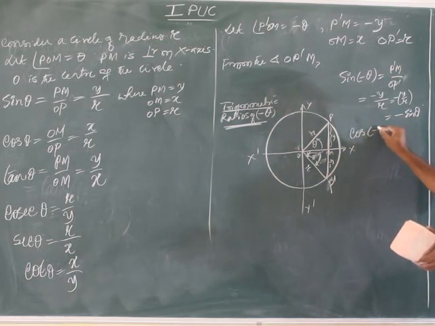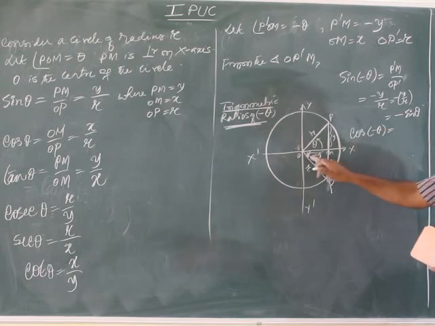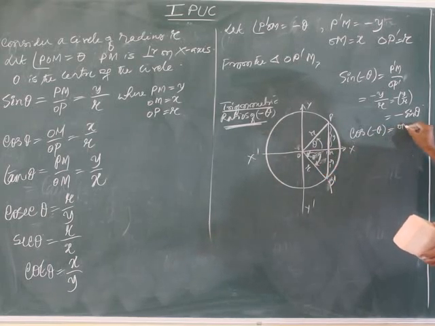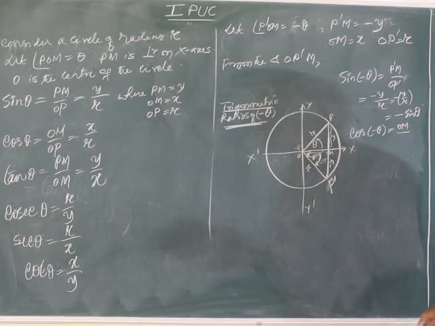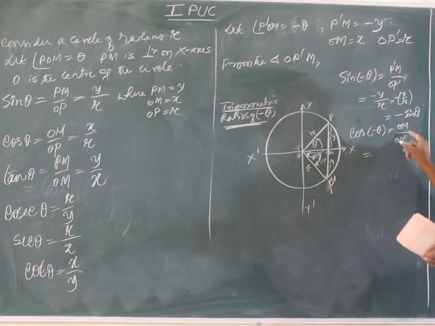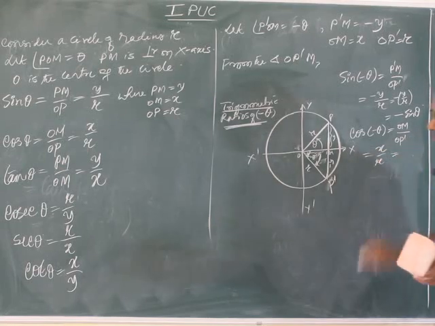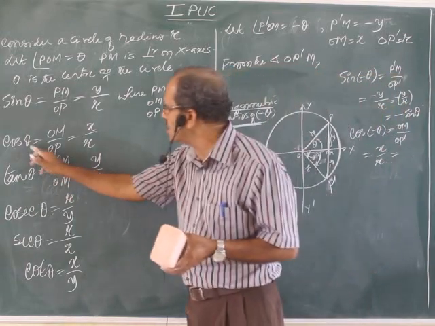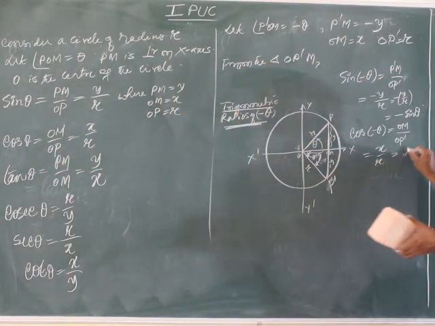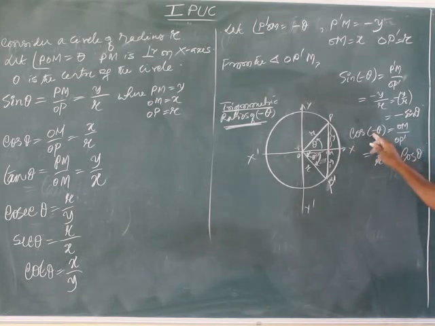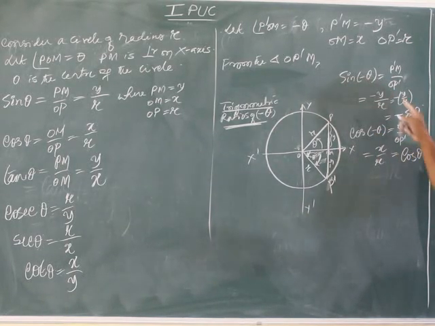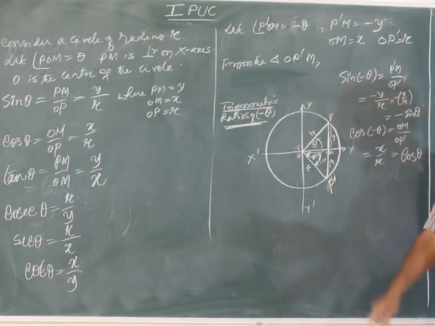Cos of minus theta: adjacent side OM itself, hypotenuse once again OP dash. OM is X, OP dash is R, X by R with respect to theta is cos theta itself, no change. So cos of minus theta and cos theta are same, but sin of minus theta is minus of sin theta.